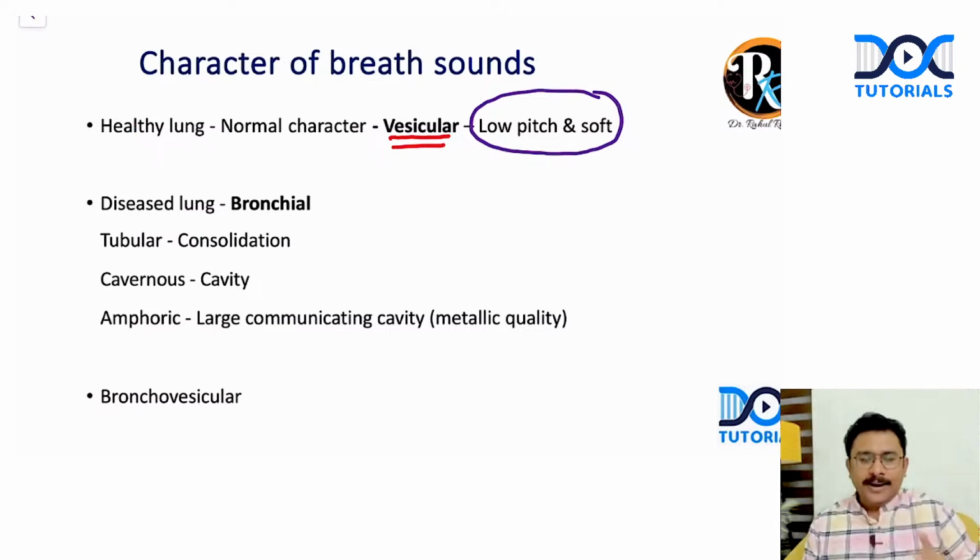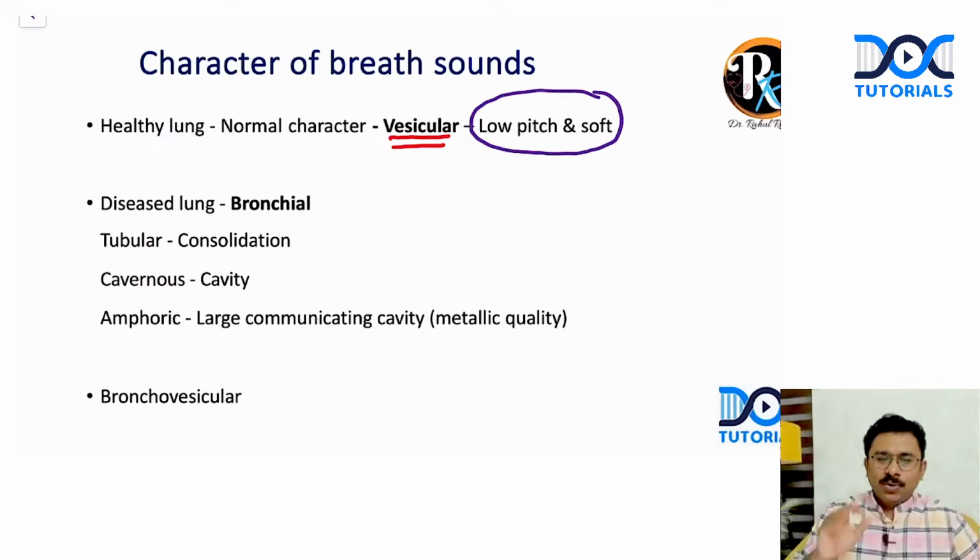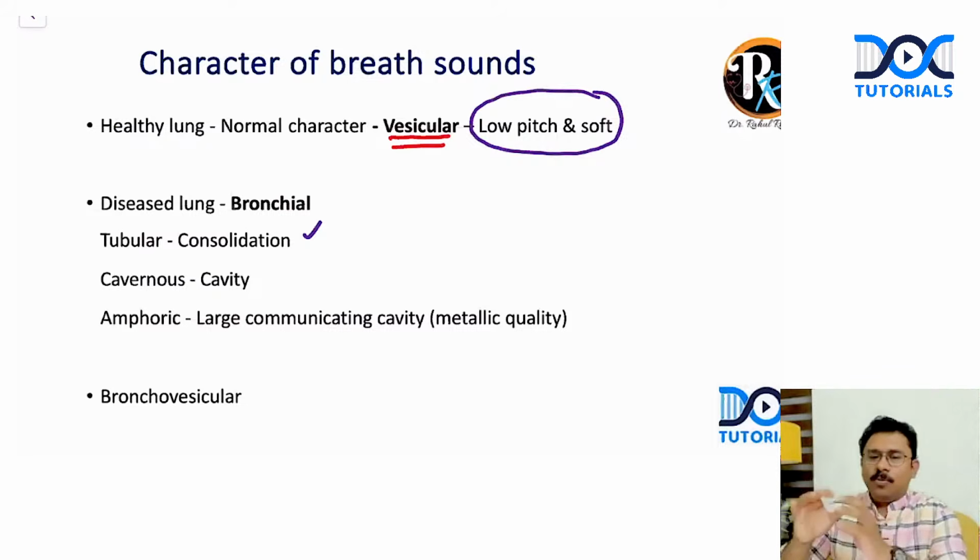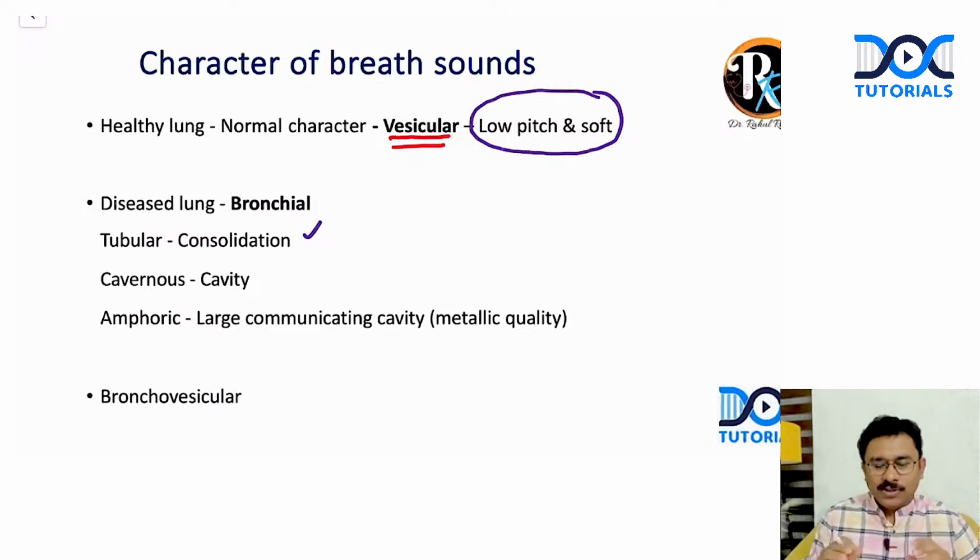Now coming to diseased lung. In diseased lung, you get bronchial breathing. Now bronchial breathing is of 3 types. One is tubular, cavernous, and amphoric. So there are 3 types. Tubular breathing is heard over a consolidation. It is similar to the sound when you blow over a small tubular pipe. Cavernous means if you are blowing over a small bottle, that is cavernous breathing. Amphoric means if it is a large bottle and you are blowing into that, that is amphoric type of breathing. So cavernous is heard over a cavity, and when you have a large communicating cavity, that is where you get amphoric breathing.